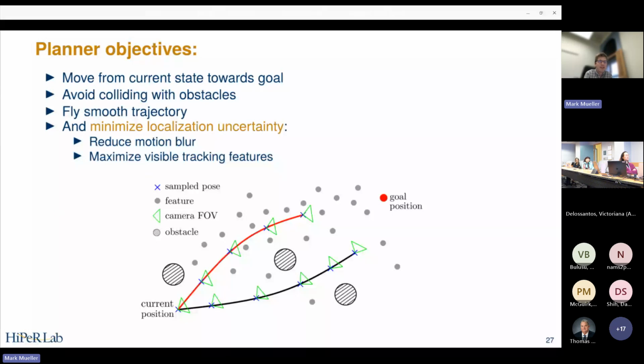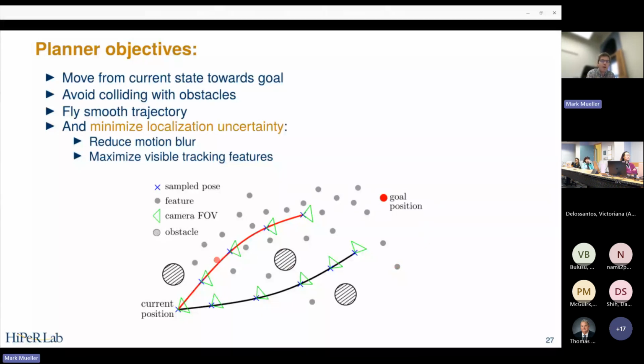The way this works is the motion planner is tasked with going from whatever its current state is in the world to some goal position. So imagine this is our world. There are some obstacles, maybe these are trees, and my objective is to fly from my current position to the goal position. We will do this using this randomized sampling approach. So we'll generate different polynomial trajectories.